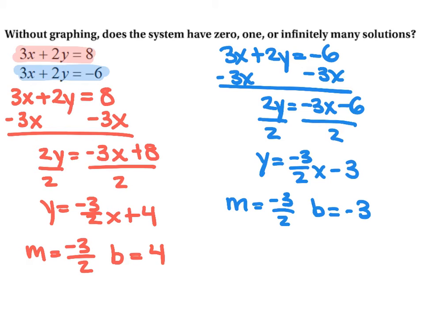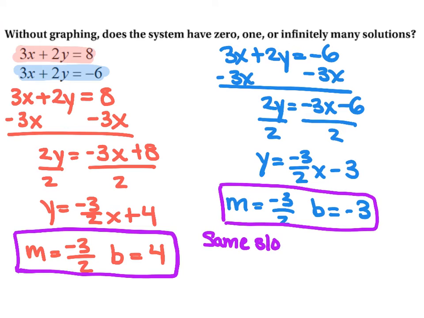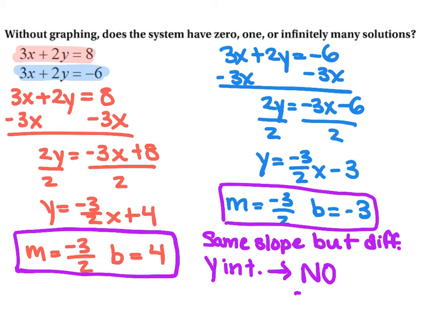Now since the two equations have the same slope but different y-intercepts, this means that there is no solution.